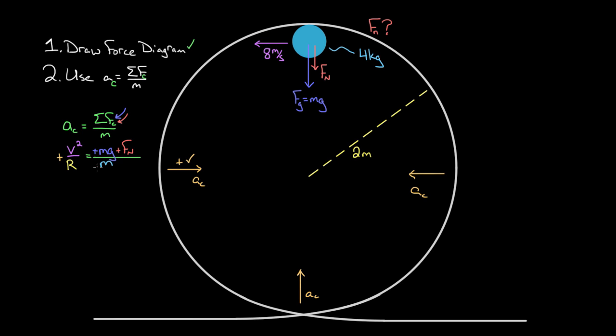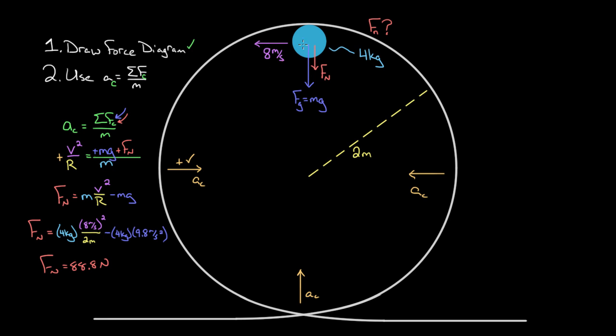If I solve algebraically, I can multiply both sides by the mass, and then I'd subtract mg from both sides, and that would give me the mass times v squared over r minus the magnitude of the force of gravity, which if we plug in numbers gives us 4 kilograms times 8 meters per second squared, you can't forget the square, divided by a 2-meter radius, minus the magnitude of the force of gravity, which is 4 kilograms times g, which if you multiply that out gives you 88.8 newtons.